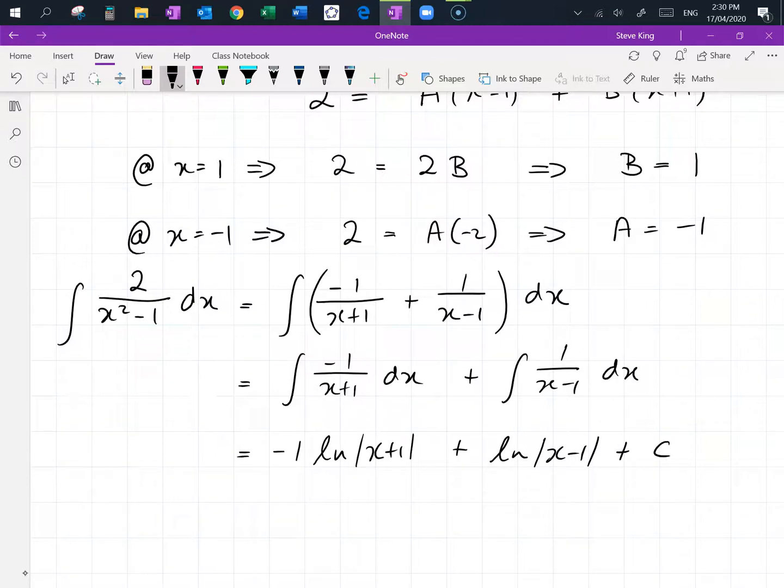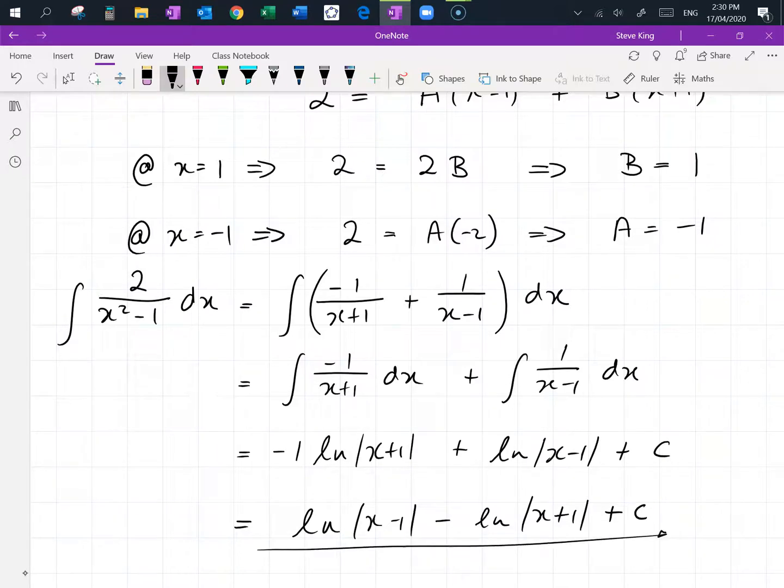And so here is my answer, natural log of x minus 1 minus the natural log of x plus 1 plus c. And there I have my integral of that function that we started out with.